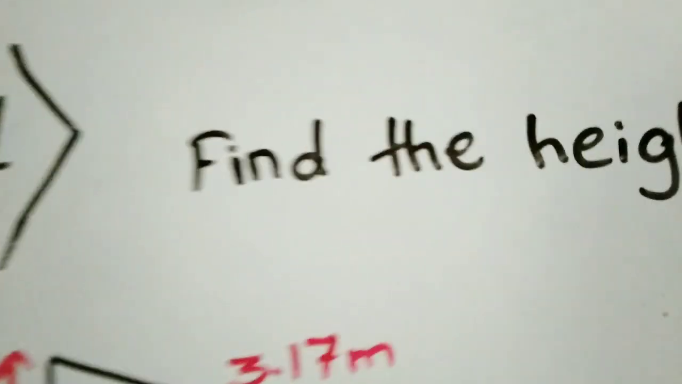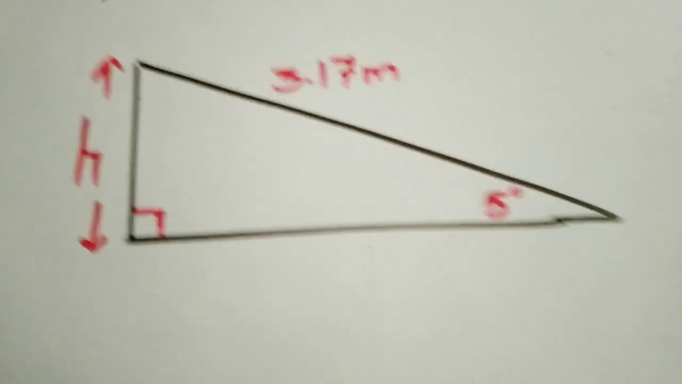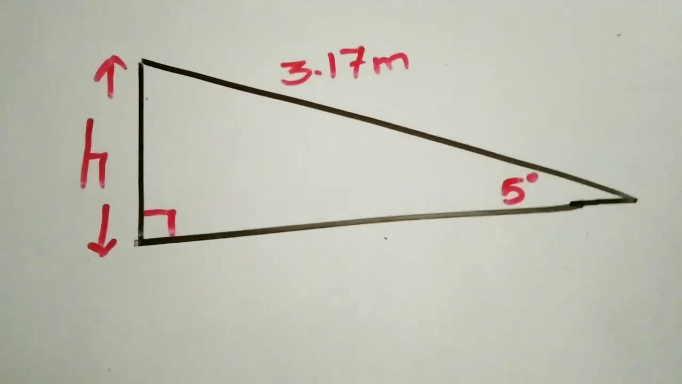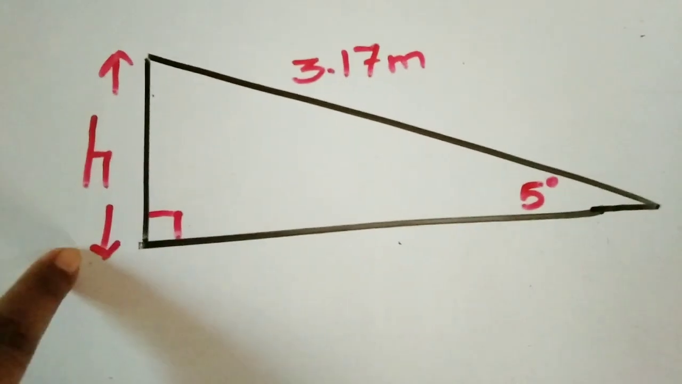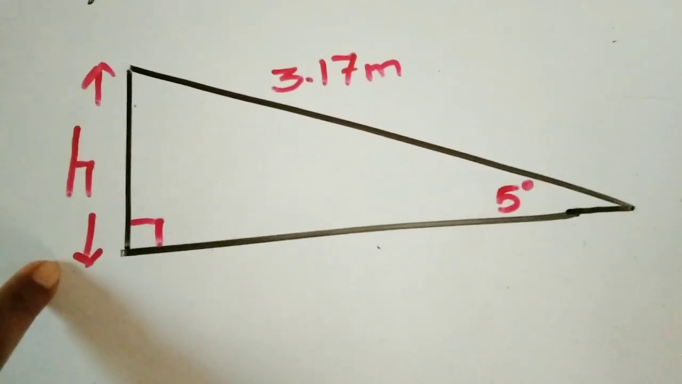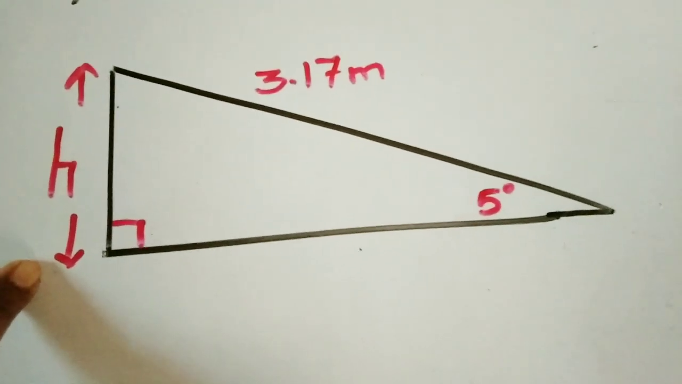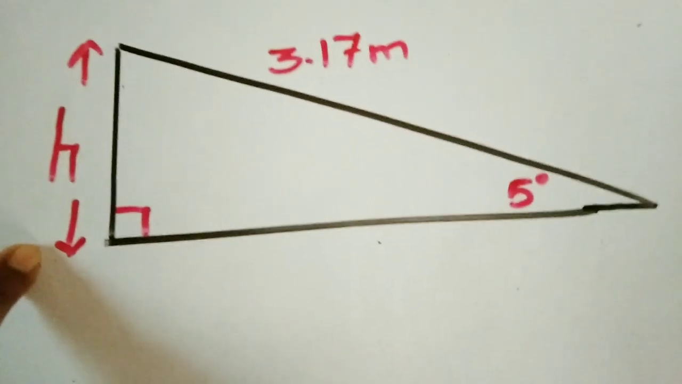Question number 1. Find the height. Look at this diagram. Find the height of this right angle triangle. Here the unknown height, I'm naming it as h. And the given side is 3.17 meters.